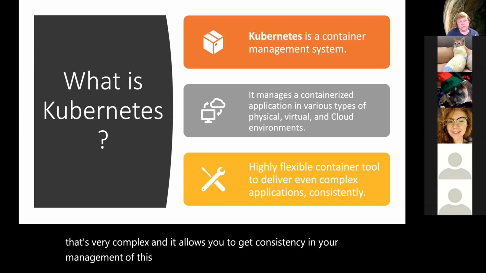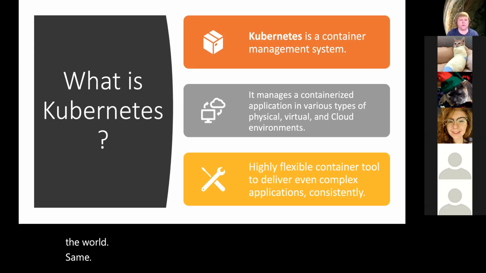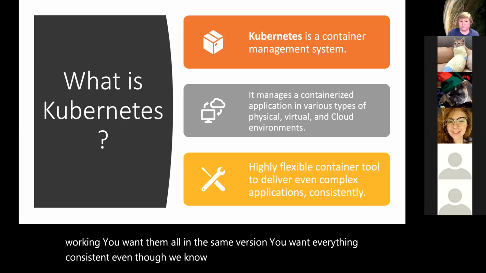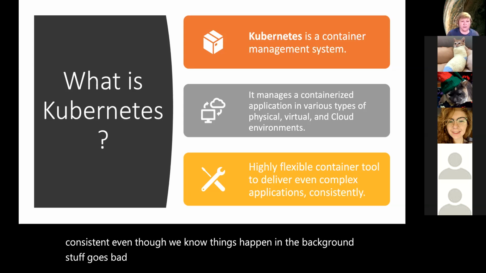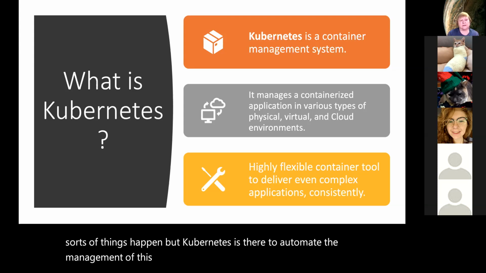So the thing that Kubernetes is trying to do is say, you want to present outwardly to the world the same face all the time. So you want all of your different containers working. You want them all in the same version. You want everything consistent. Right? Even though we know things happen in the background, stuff goes bad, stuff breaks down, things have to get updated, all sorts of things happen. But Kubernetes is there to automate the management of this environment so that it looks consistent to the outside world.